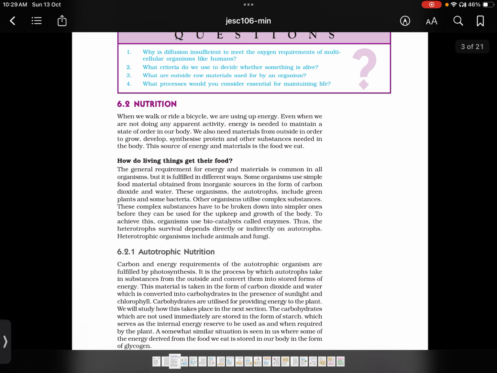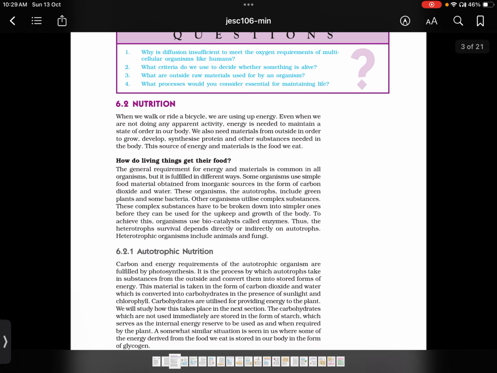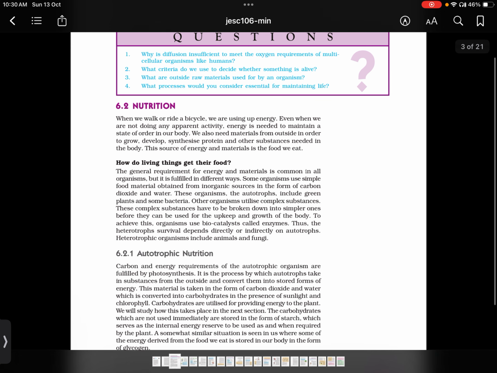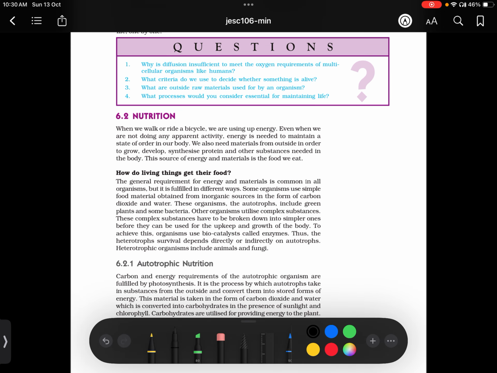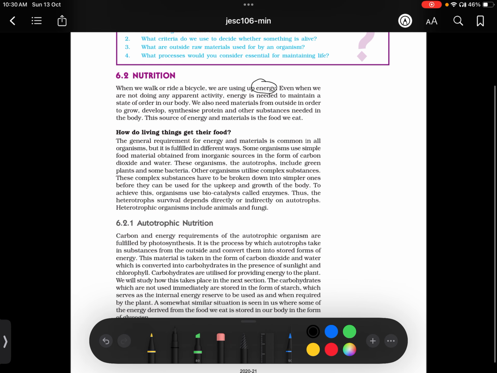Now, starting with the nutrition, as I have already told you in the last video, food particles have been broken down and they get absorbed from nutrition. So in the first paragraph, let's study. When we walk or ride a bicycle, we're using energy. This energy, as I've already told you, comes from nutrition.